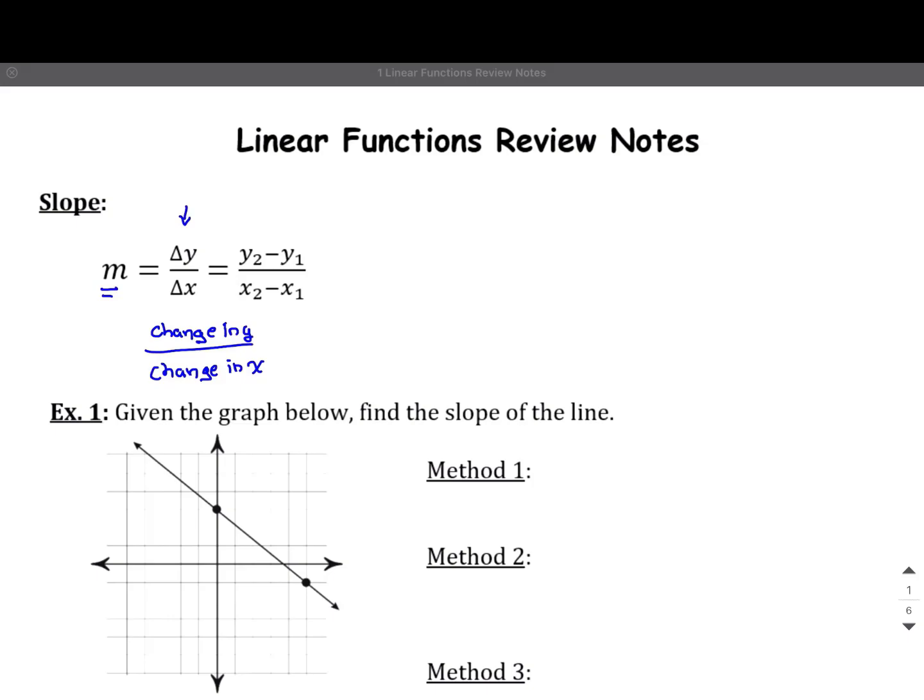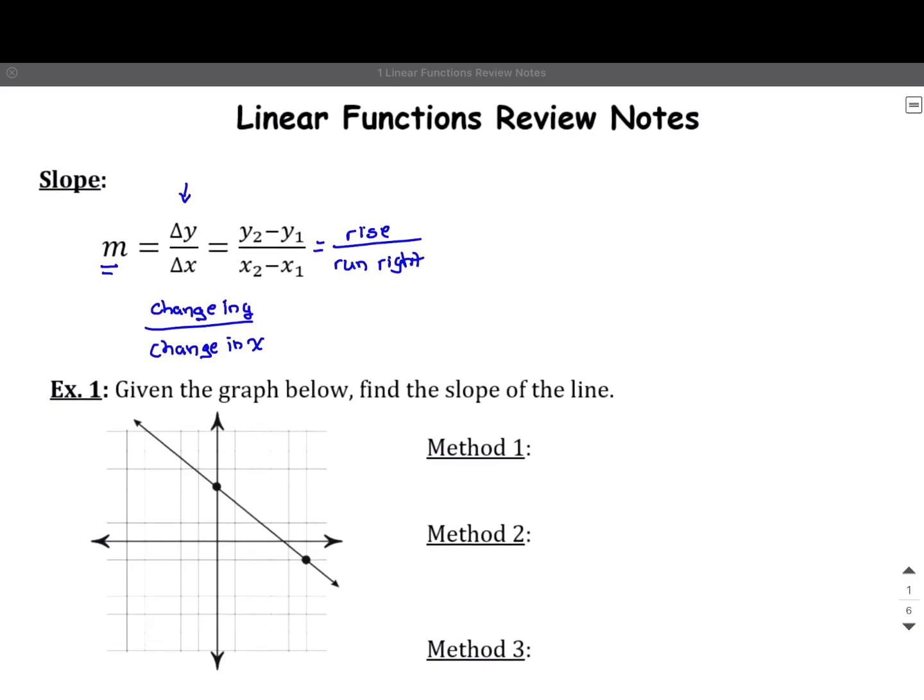That's the y value from one point minus the y value from the other point, over the x value from the same point you used first on the top minus the x value from the same point that you used second on the top. It doesn't matter which order you put them in as long as you are consistent with the x's and the y's. Another way you might remember this is rise over run. So slope is the rise over the run.